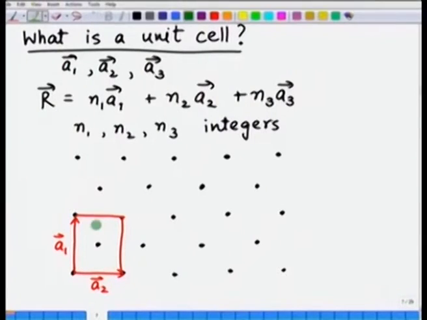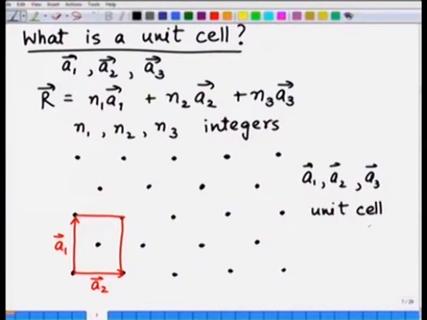Now, so 3 vectors A1, A2, A3 define a unit cell. They are not necessarily the smallest volume, which we will see.